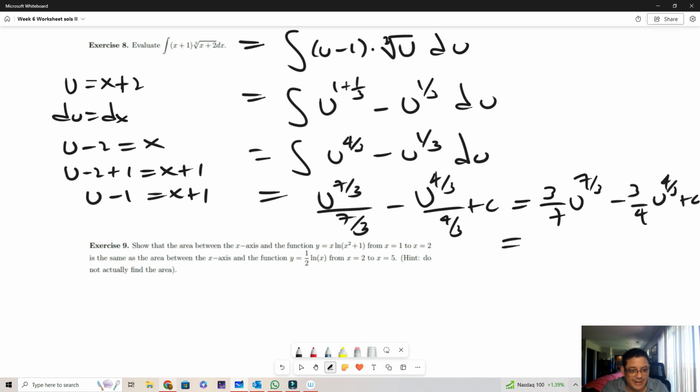And then I come back to the original variable. And this is just going to be x plus 2 here, and then we're coming back to the original variable as well.